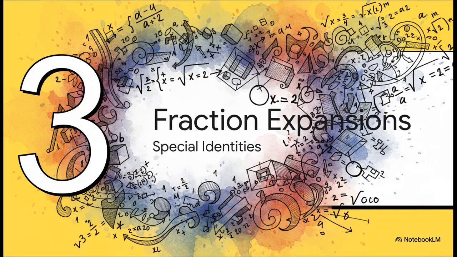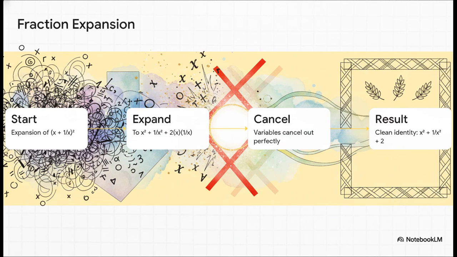Okay, let's jump to part 3, special fraction expansions. Now, I know this looks incredibly intimidating at first glance. Expanding (x + 1/x)² really feels like it should result in this messy, overly complex fraction. But when you simply apply the square shortcut, the variables just beautifully cancel each other out right there in the middle step. The 2ab term becomes 2 times x times 1/x. And since any number multiplied by its reciprocal is just 1, the x's vanish entirely.